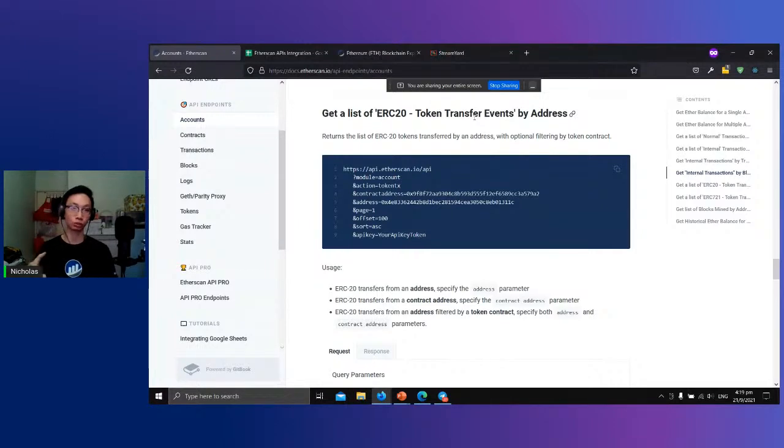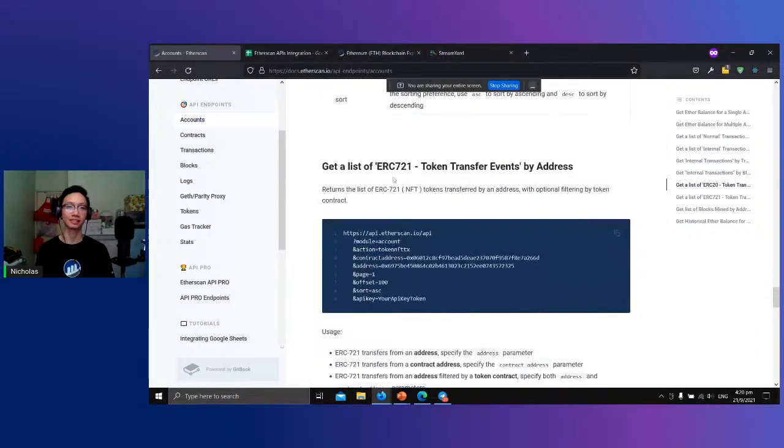And next, we have get a list of ERC20 token transfers. This is the endpoint that you should use if you want to query transactions from tokens such as WETH, USDT, Uni, USDC. A common mistake is, rather, people use the get a list of normal transactions for WETH, but WETH is in fact an ERC20 token. So you should be using this endpoint instead.